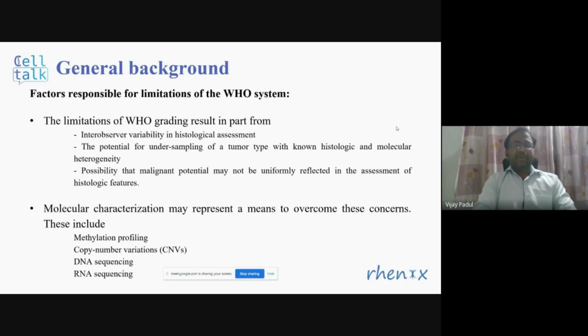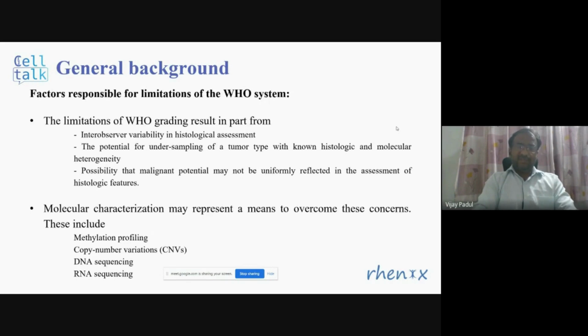And also there might be potential undersampling, as these tumors, if they are large in size, then one particular part of the tumor might be represented more in the histological slides as compared to other parts, and therefore the entire representation of the tumor might not be there. And there is also the possibility that these histopathological features may not actually predict the malignant potential of that particular tumor.